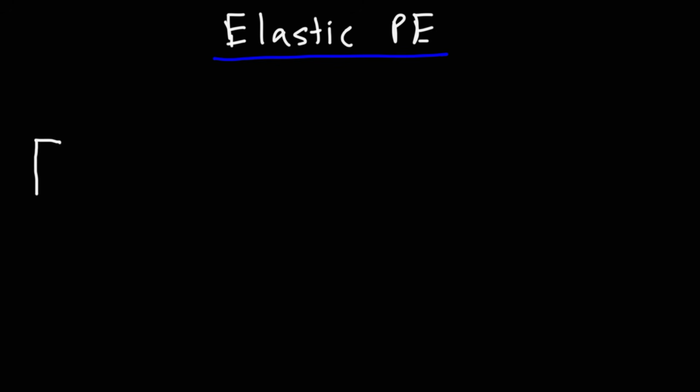Now, there are other types of potential energy. The next one is elastic potential energy. This is commonly associated with springs. So let's say we have a spring whose natural length goes up to this point.